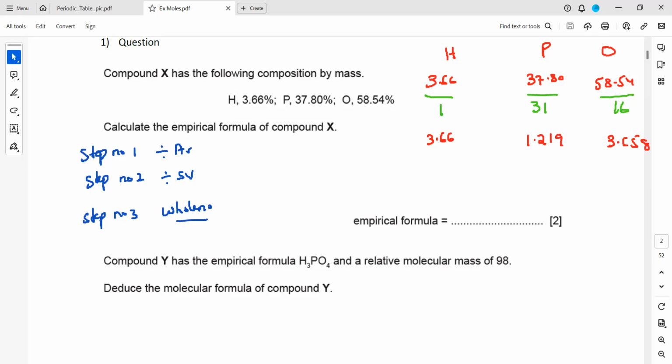The second step is to divide by the smallest value in the combination. So which is the smallest value? We have 1.219. Don't round off the values. Don't round off.